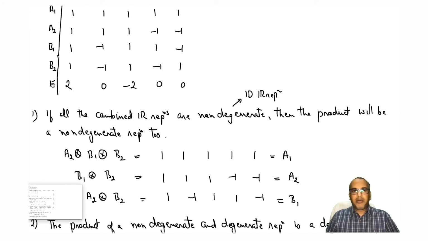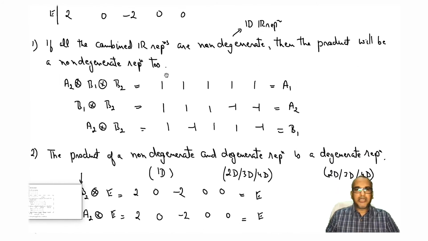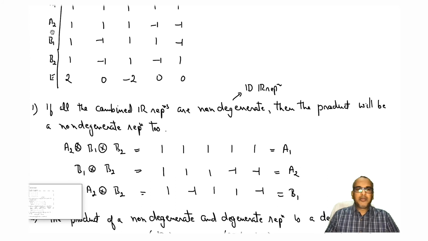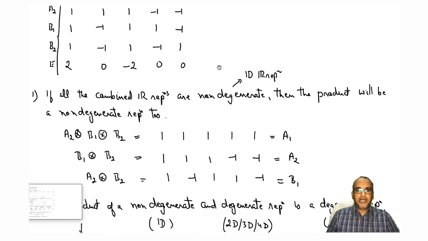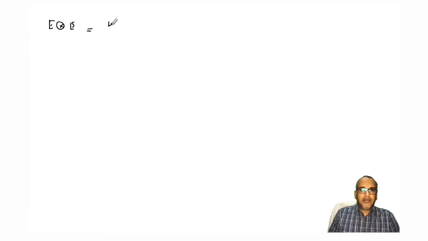So if we combine E into E, if we take the direct product of E and E, then whatever result you get will definitely be a reducible representation. That means now you can reduce that representation into component irreducible representations using the reduction formula. So this means if I take E cross E, then I will get 4, 0, 4, 0, 0. Now this is a reducible representation.